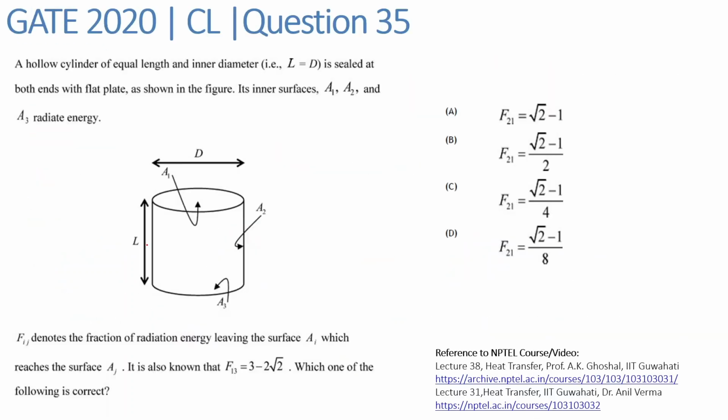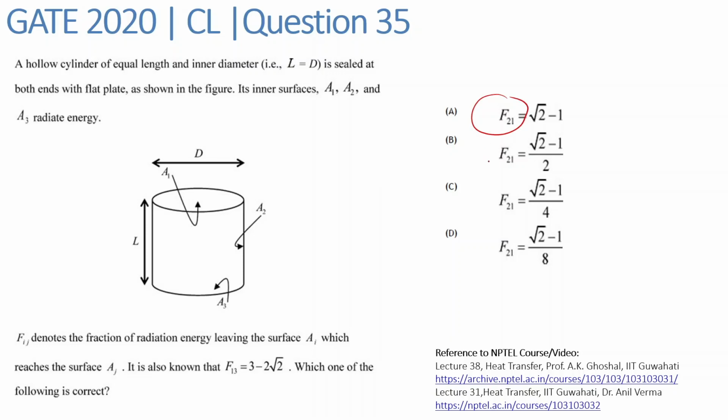So here we have been given a hollow cylinder of equal length and inner diameter. Let's just write it over here. L is equal to D, and A1, A2, A3 are the inner surfaces and they radiate energy. And we have been given F13 is equal to 3 minus 2 root 2, and we had to find F21.